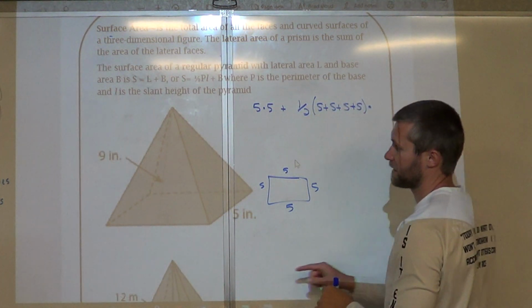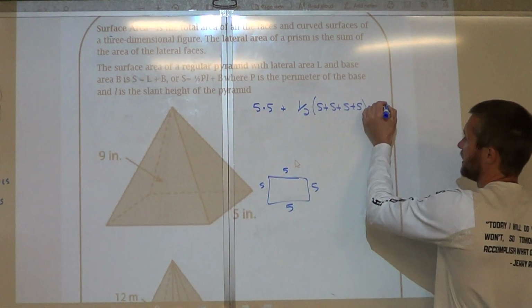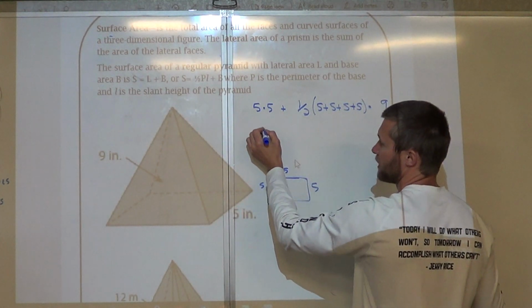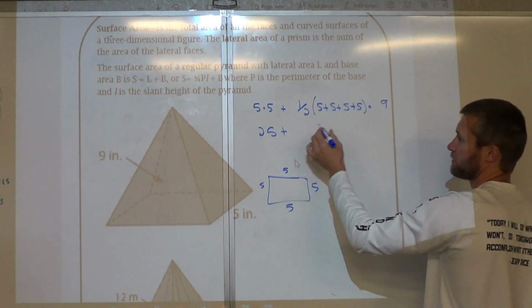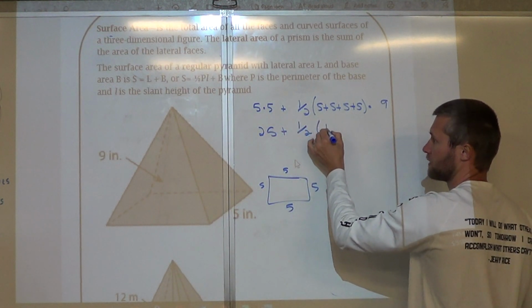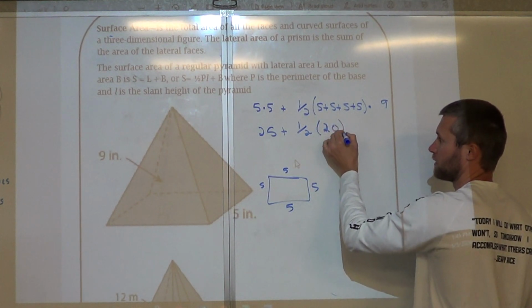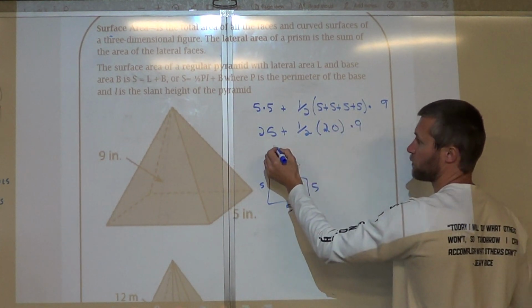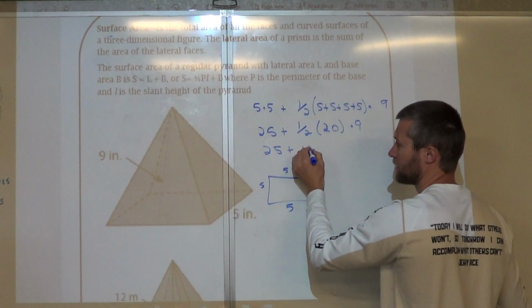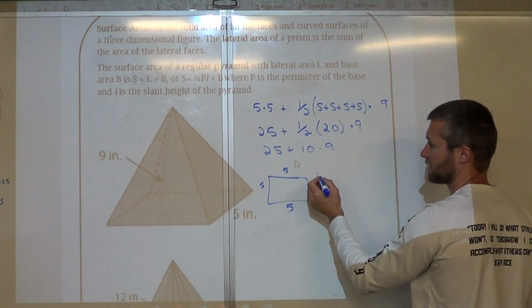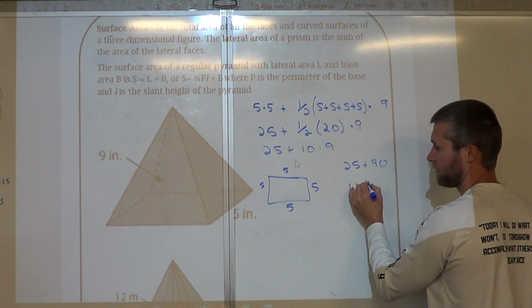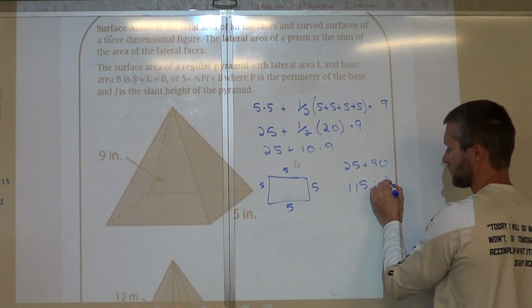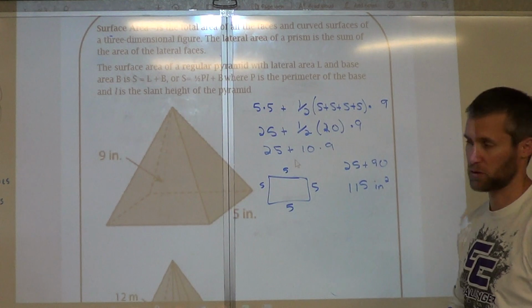times the slant height. In this case, they give us a slant height of 9. So we would go 5 times 5 is 25, plus 5 plus 5 plus 5 plus 5 is 20, times 9. Half of 20 would be 10. 10 times 9 is 90, so it's 25 plus 90, which is 115 inches squared. Again, we want to make sure we have our units squared.